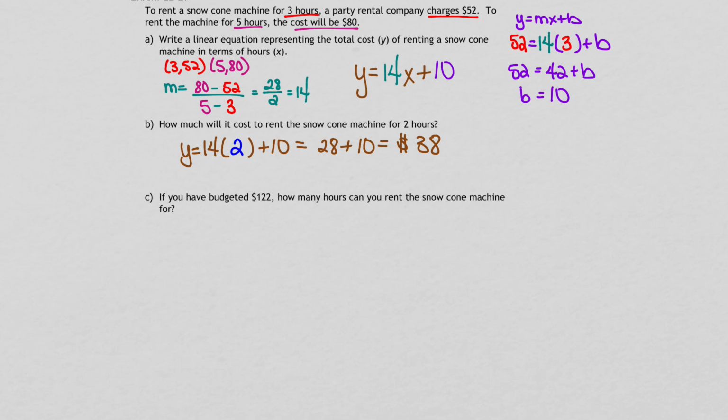And then if you have budgeted $122, how many hours can you rent the machine? So again, 122 will go in for y now, and we'll solve for x. Subtract 10 from both sides. We have 112. And divide both sides by 14. We can rent the machine for 8 hours. Don't forget your units.